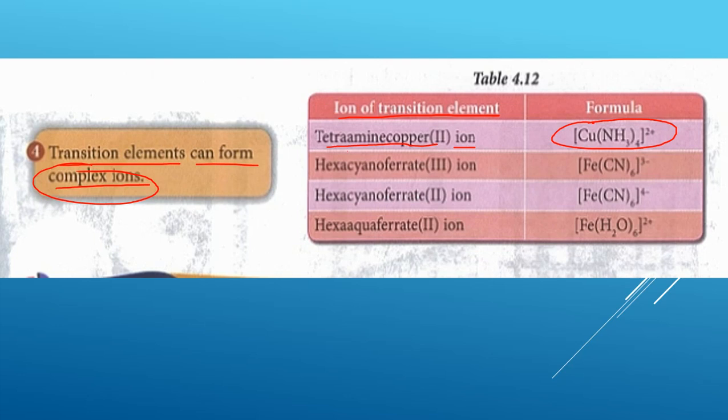Another example, hexacyanoferrate 3 ion. So the formula is here, Fe(CN)6 3-. Hexacyanoferrate 2 ion, Fe(CN)6 4-. Hexaaquairon 2 ion here, Fe(H2O)6 2+. So the transition element can form complex ion.